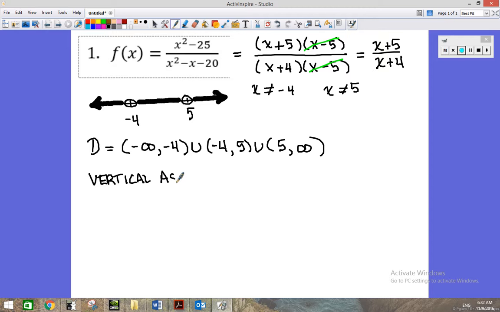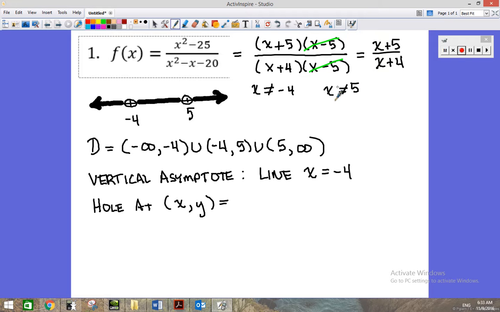Now you always want to give the equation and never just the number, because it represents infinitely many points. It represents a line. So I always write it's the line x equals -4. That emphasizes that it's not just an x coordinate of a point, but that it is a vertical line. All right, now the hole in the graph, we want to give the location of that hole, which means we want to provide an x coordinate and a y coordinate. The x coordinate comes from the value that we excluded from the domain.